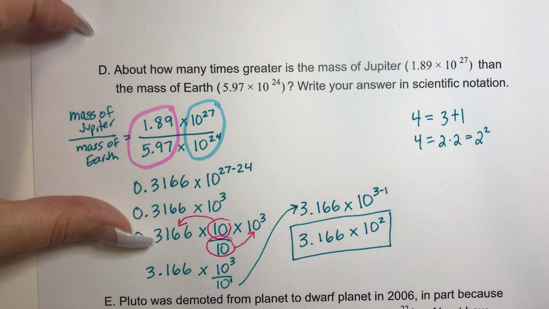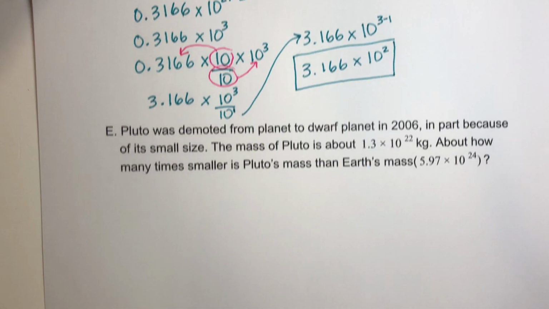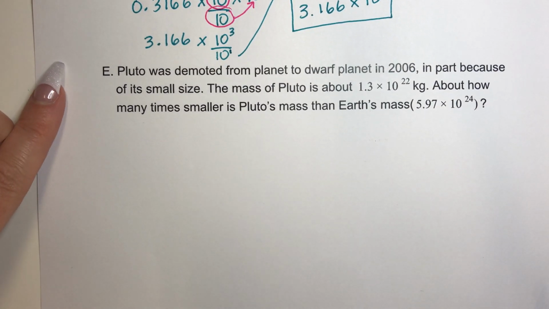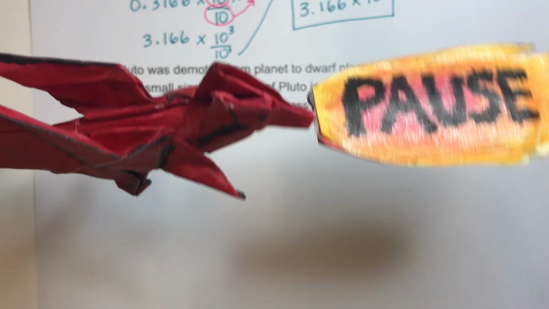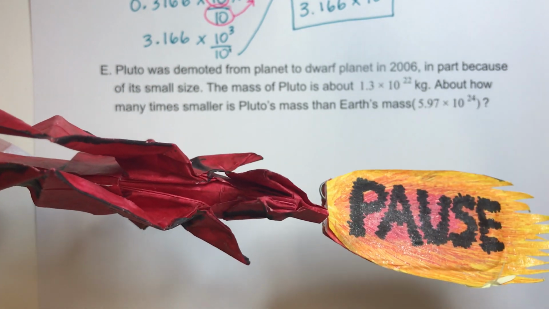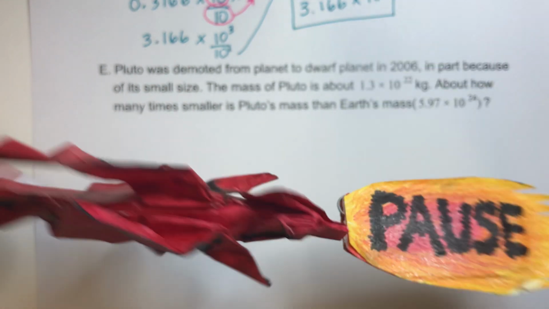Perfect. There we go. So now it is your turn to try problem E. So I'm going to give you some time. Here's my friend the pause dragon, reminding you to pause your device. Go ahead and work out problem E. When you get done, press play and we'll talk about it together. All right, see you in a bit. You can do it.